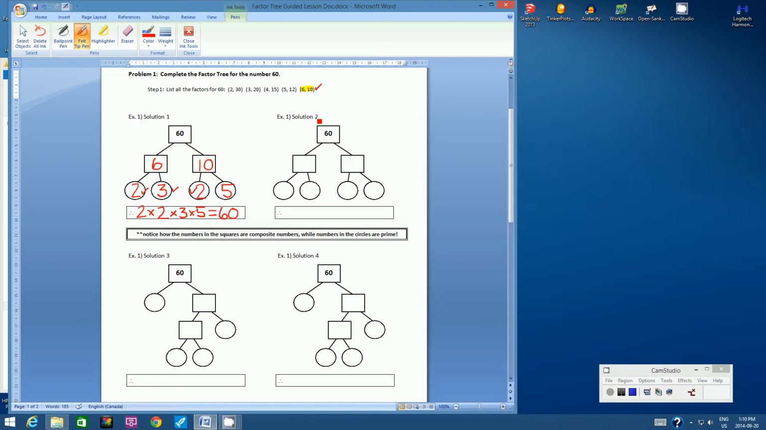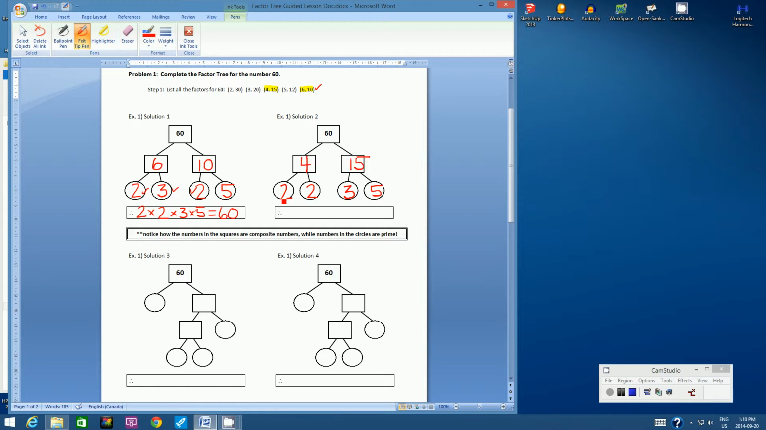Okay, let's go on to solution 2. I'm going to pick another factor pair, and how about I choose 4 and 15. So 60 can be broken down into the 2 numbers 4 and 15. If we look at this branch, 4 can be broken down into 2 prime numbers, 2 and 2, and 15 can be broken into 2 prime numbers, 3 and 5. 3 times 5 equals 15. Again, the 15 could have been written in this box and the 4 in this box. I just prefer to keep things very organized. I put the lower number on the left and the larger number on the right.